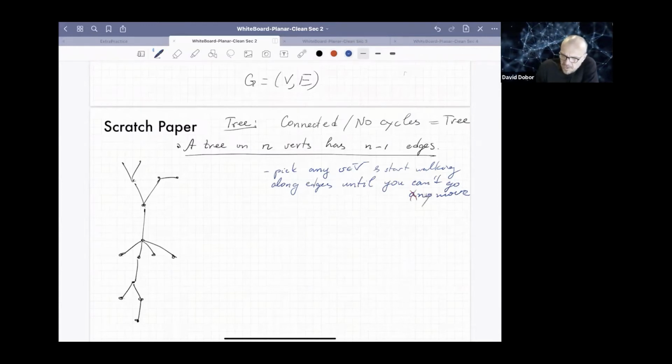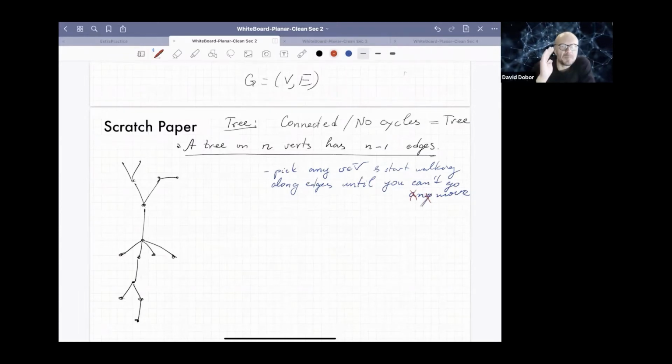Now, first of all, tell me why I can do this. My claim is that I can keep doing this without passing through the same vertex again, ever seeing the same vertex. It must happen.